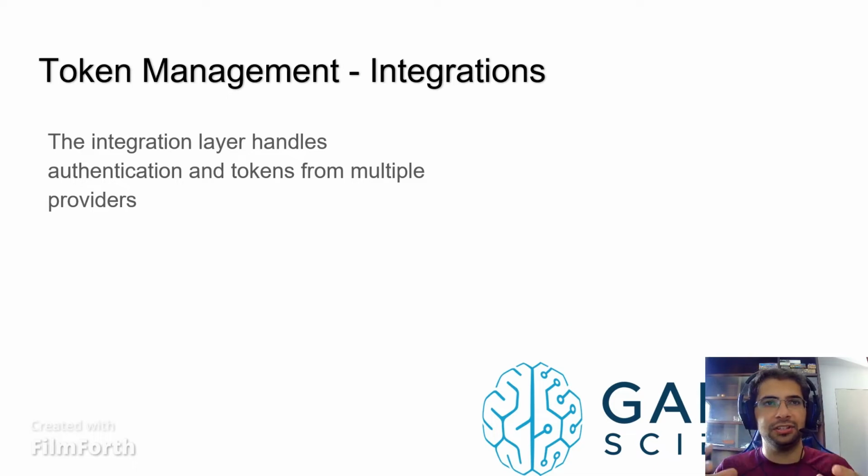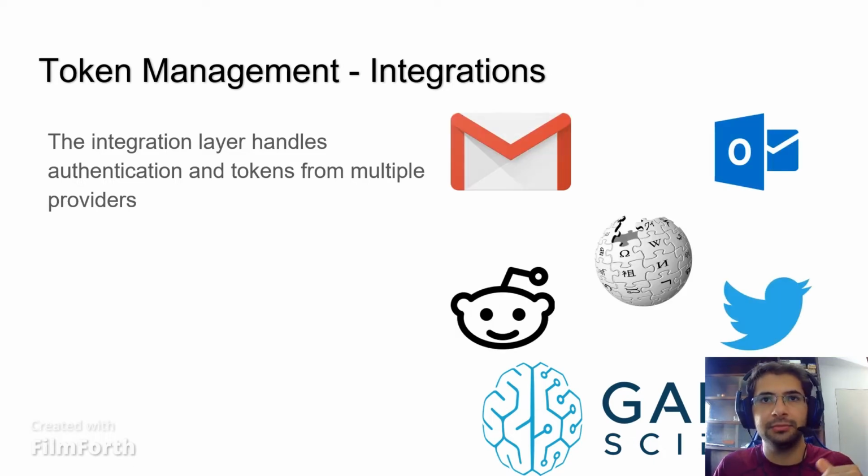It's an integration layer to handle the authentication of multiple providers. And what I mean by providers, it can be Google, Outlook, Reddit, Twitter, and much more. And here is where we handle all the authentications and requests to get the tokens to be able to start a data collection.